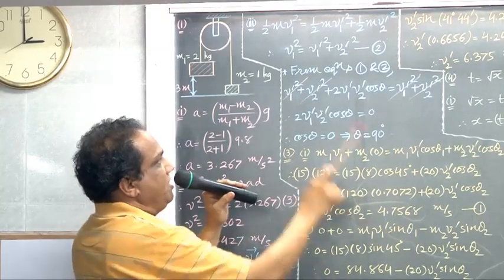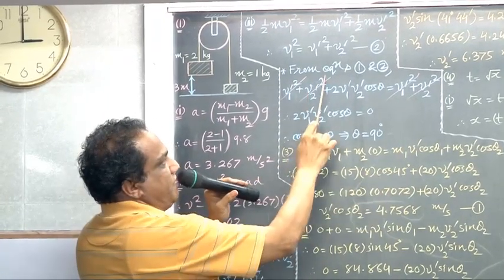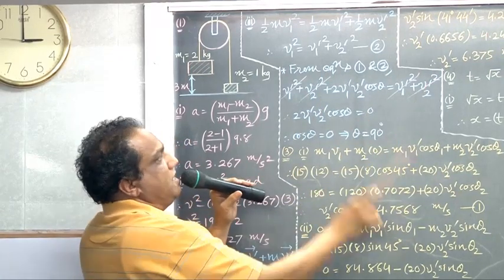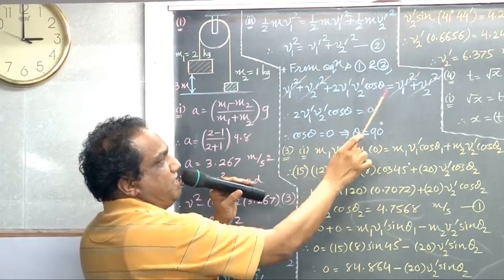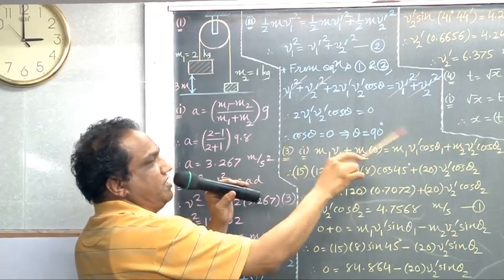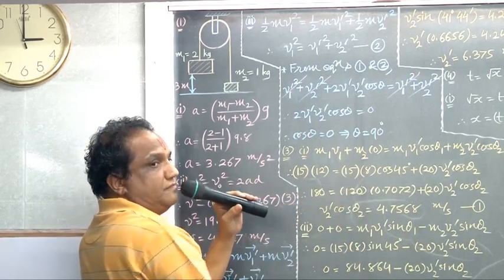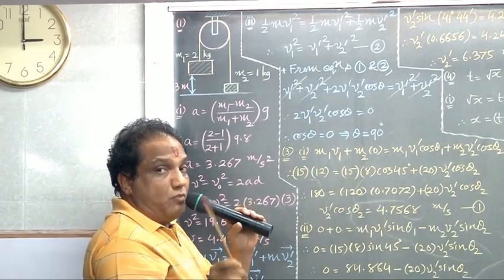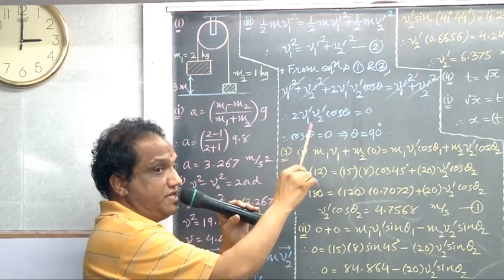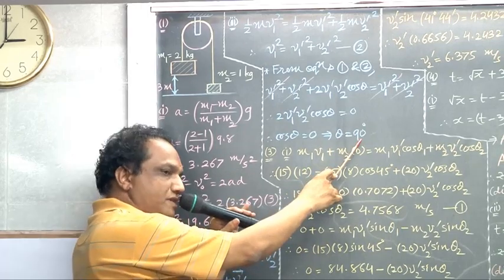Correct? And now tell me, v1 dash square getting cancelled, v2 dash square getting cancelled. Then 2v1 dash v2 dash cos theta should be equal to 0. Find out cos theta, take this down. 0 upon anything would be 0. Cos theta is 0, then theta must be 90. Compared to any other numerical book, you will find this method easiest and shortest way to prove this angle to be 90 degree.